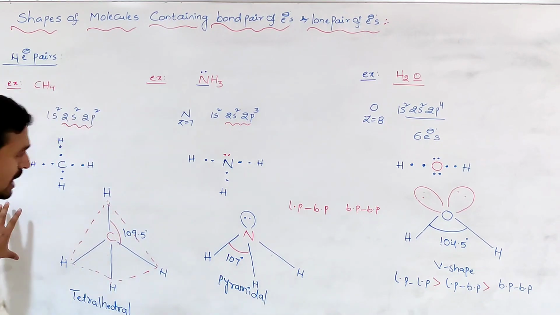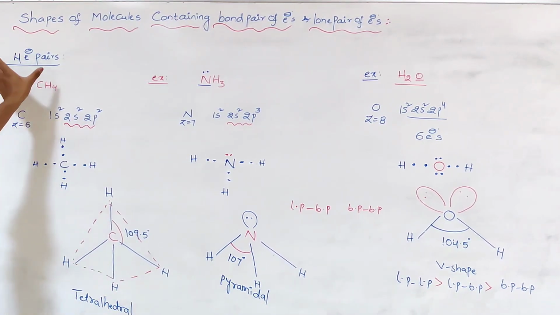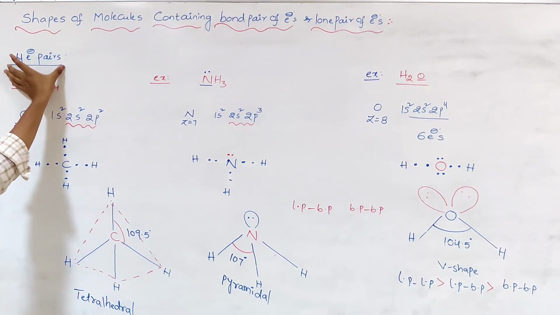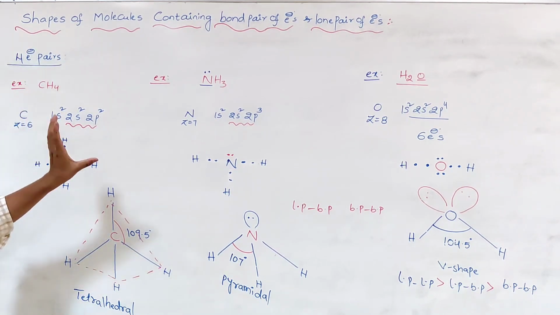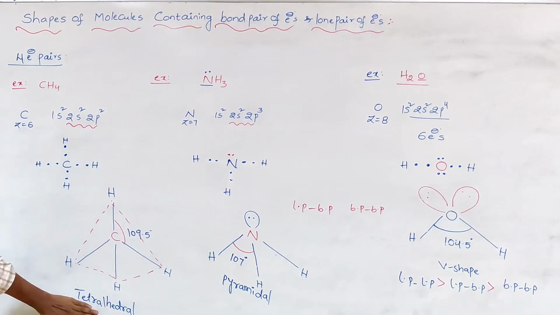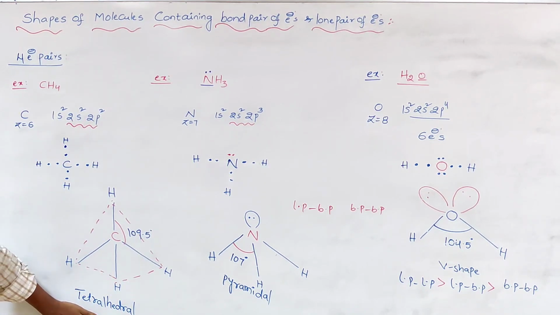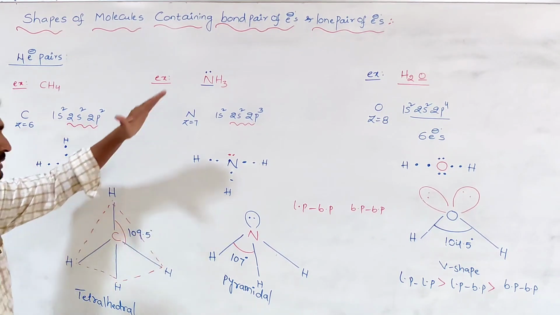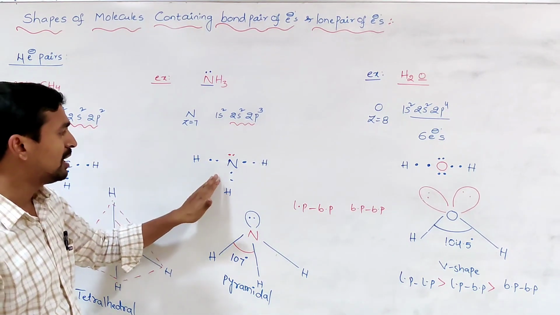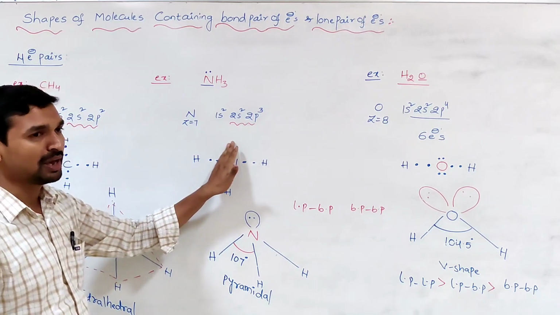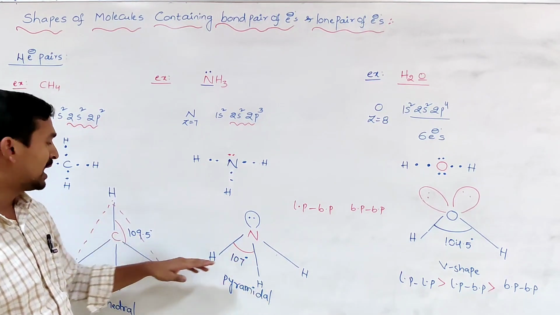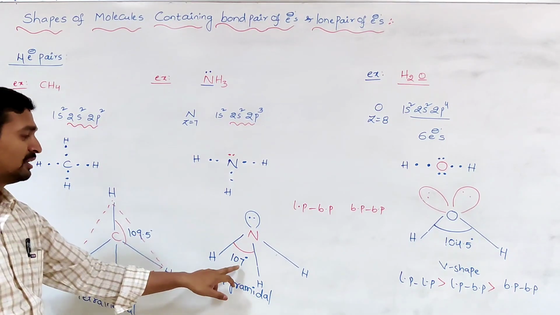So these three are examples for 4 electron pairs. The conclusion is: among the 4 electron pairs, if all 4 are bond pairs, the molecule adopts the tetrahedral geometry with a bond angle of 109.5 degrees. Out of the 4 electron pairs, if 3 are bond pairs and 1 is a lone pair, the molecule adopts the pyramidal geometry and the bond angle is less than 109.5.